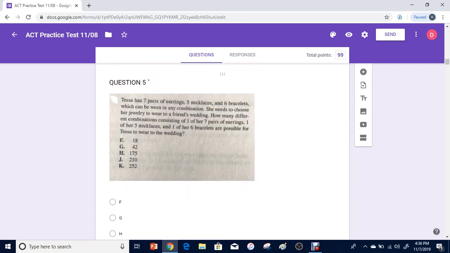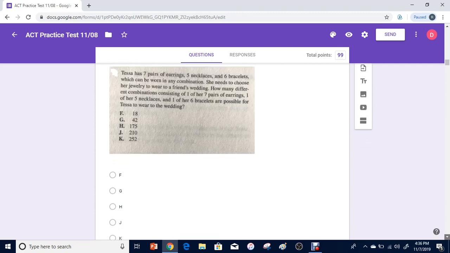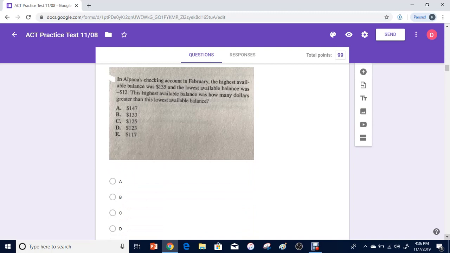All right, number 5, whenever you see someone having, again, this time it's in jewelry. I've seen it in sandwich shops, ice cream. It's just when you have one choice of these types, you just multiply those 3 numbers. Okay, so just multiply those 3 numbers. All right, next one. Okay, she had a highest balance and a lowest. What is the difference?